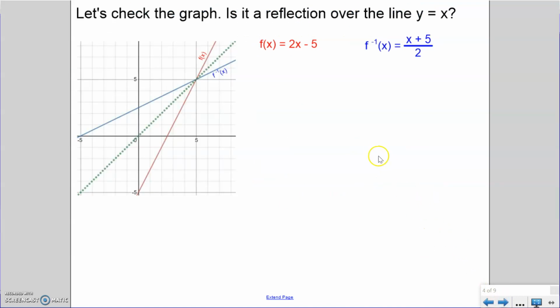So let's check the graph. The red line is the original f of x, 2x minus 5, and the blue line is the one that we just found, the inverse, x plus 5 all over 2. Is that a reflection over this diagonal line y equals x? Yeah, because I fold it, they'll match perfectly. They are mirror images.